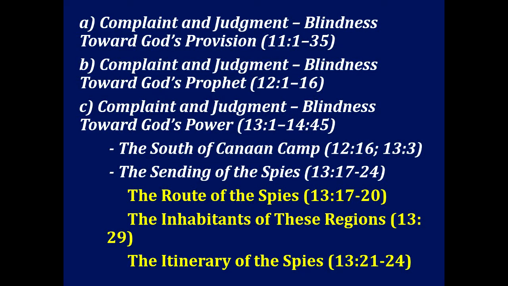So the itinerary of the spies is given in 21 through 24 of chapter 13. They went up and spied out the land from the wilderness of Zin as far as Rehob at Lebo-Hamath. And when they had gone up into the Negev, they came to Hebron, where Ahiman, Sheshai, and Talmai, the descendants of Anak, were. Now Hebron was built 7 years before Zoan in Egypt.